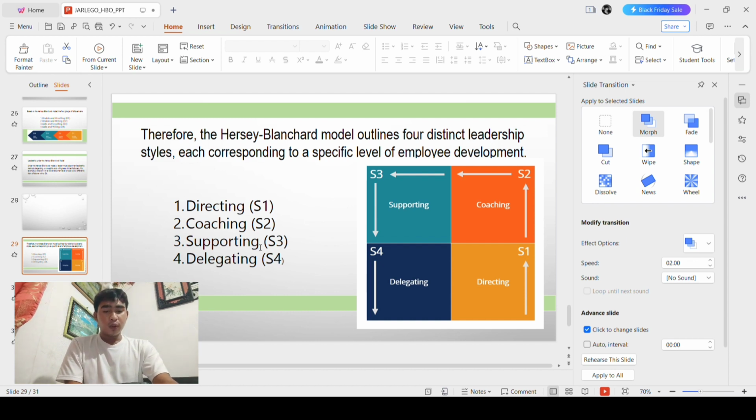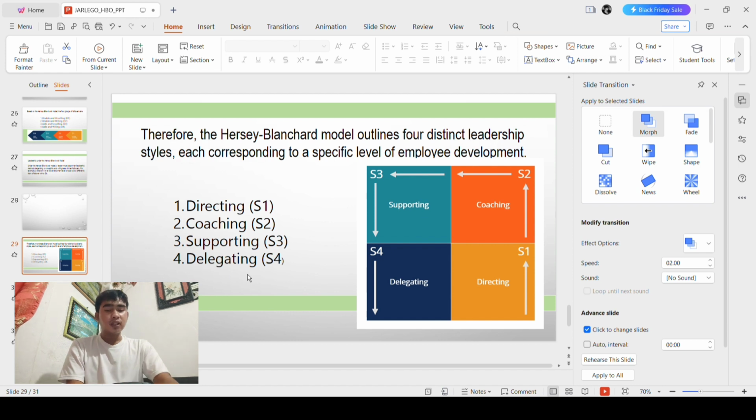The third one is supporting or participating. The leader facilitates decision making and encourages followers to take more responsibility, suited for moderately ready individuals. And the last one is delegating. The leader empowers followers by giving them autonomy and responsibility, appropriate for highly ready and skilled individuals.